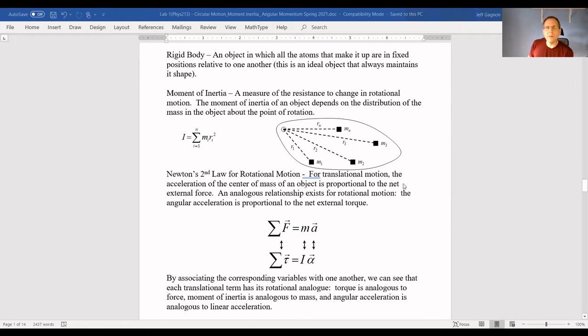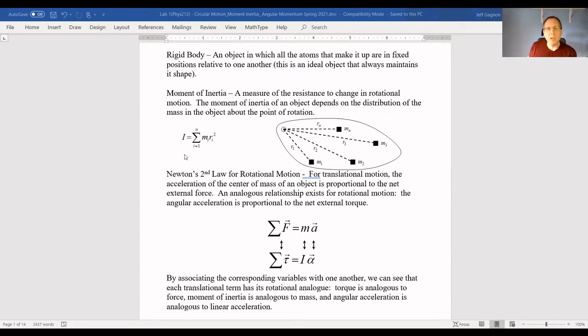Okay, so first, a few things I need to define here. A rigid body, you can think of as any object in which the atoms or the pieces that make up the object are in fixed positions relative to one another. In other words, they don't move at all, right? So think like any solid object would be considered a rigid body. Okay, so that's the first definition.